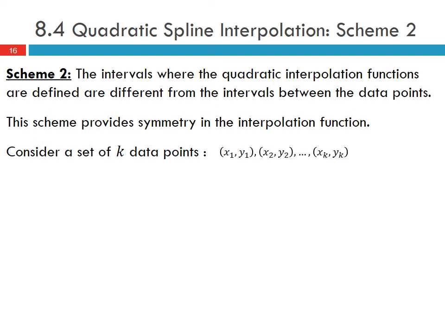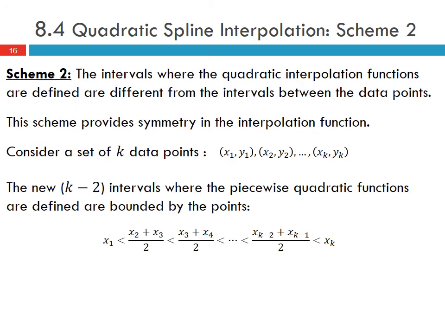So let's consider the set of k data points as usual, x1, y1, x2, y2 up to xk, yk. So our new k minus 2 intervals, where the piecewise quadratic functions are going to be defined, are bounded by the points shown here. So we keep the same data points at the ends, but then the interior points are defined as the average of the 2 given data points, so x2 plus x3 over 2 up to xk minus 2 plus xk minus 1 over 2.